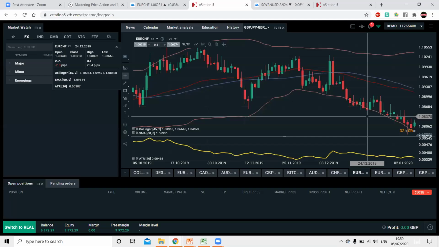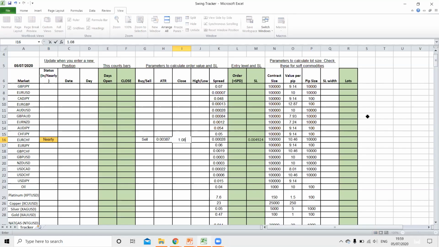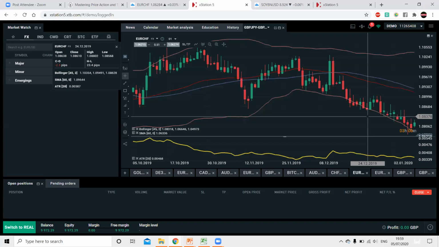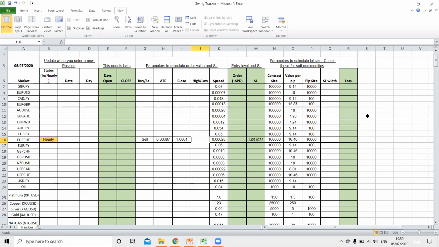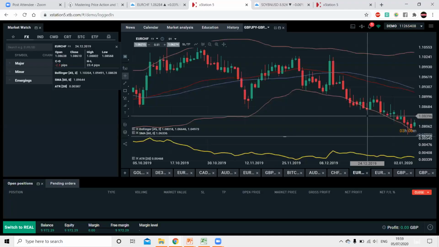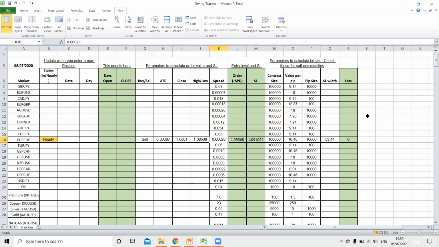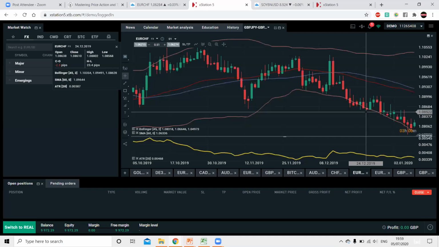The close price, you can see in that box as well, 1.0861. And the low price is 1.08568. So we put those values in. The spread, we've got some usual values there already, but I'll just double check.